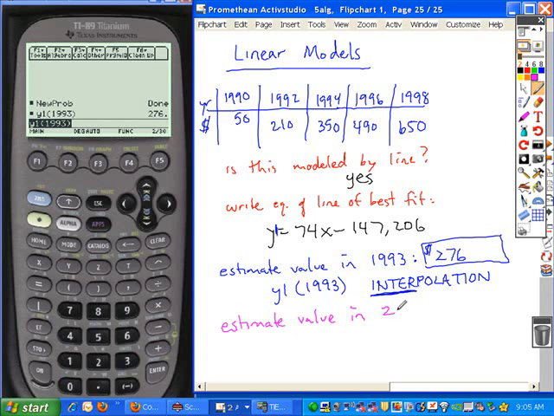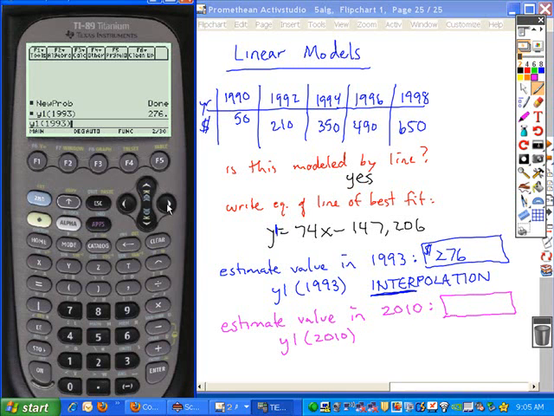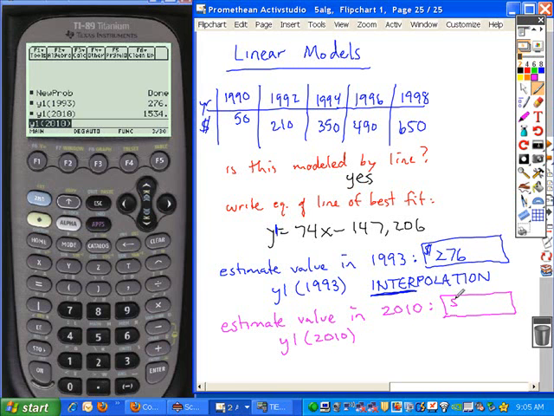in the year 2010? Okay, so now the process is the same. You still have that general equation as your y1 value. All you need to do is plug in the new year, 2010, hit enter, and you'll get your solution, 1534.